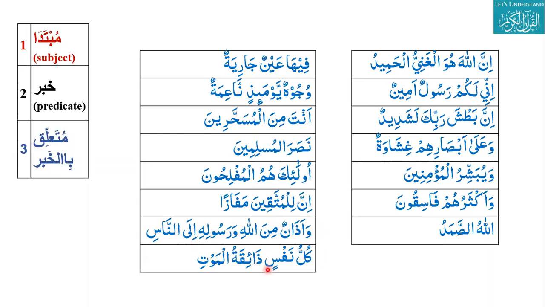Next is kullu nafsin zaikatul mauti. So kullu nafsin is mudaf, mudaf ilayh. This is the first marfu. Zaikatul mauti is the second marfu. So kullu nafsin is the mubtada and zaikatul mauti is the khabar. Okay. How will you translate it? Every soul is the taster of death. So we will put is between kullu nafsin and zaikatul maut.